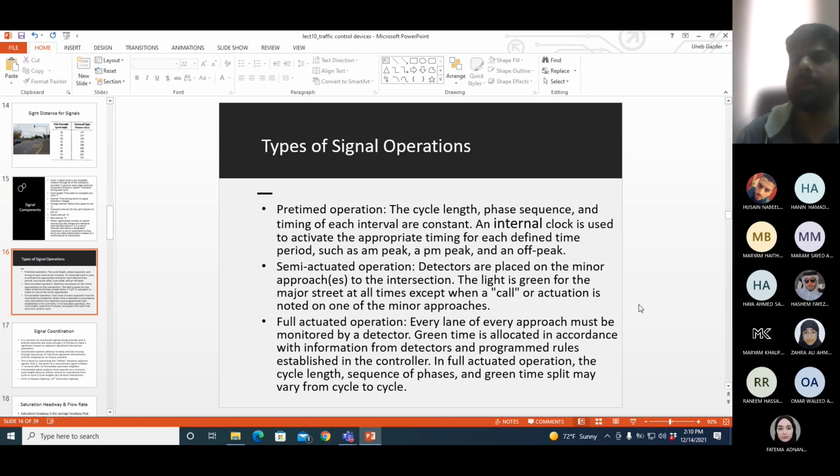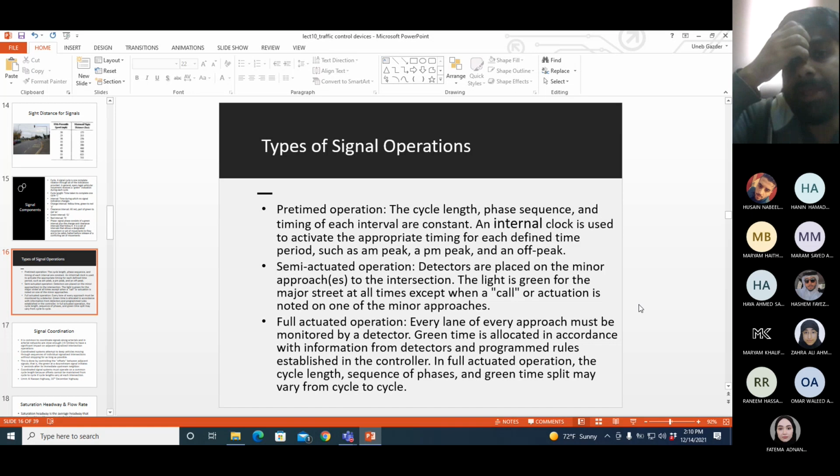Okay, and you install the signal and program it in such a way that for a few hours of the morning, it will work according to AM peak timing, and for a few hours of the evening it will work according to PM peak timing. In the rest of the hours of the day, it will work according to off-peak timings. And as I said, the timings will not change unless you come and change them. Okay, it will not change. This is why we call it pre-timed, because you are programming the signal in advance, and it will not change unless you change it. Then we have fully actuated and semi-actuated.